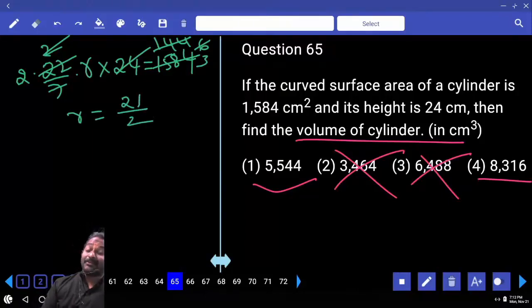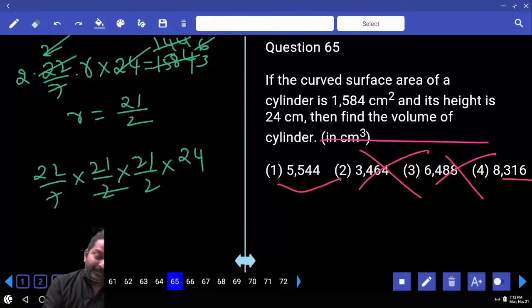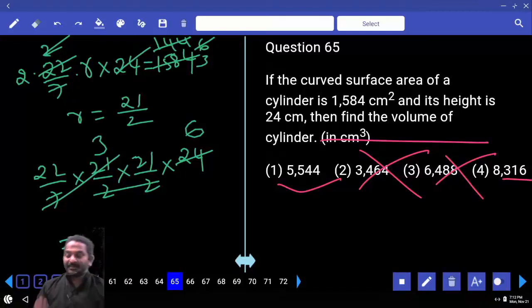And we were asked to calculate the volume of the cylinder. Volume is pi r square h, with h equal to 24. Checking the last digit of the answer, it must end with a certain digit, and so the fourth option is the final answer.